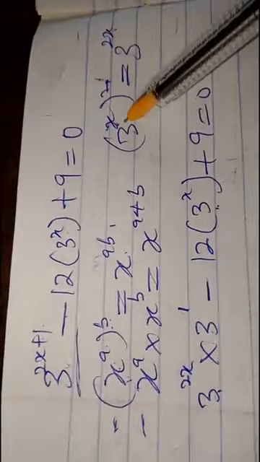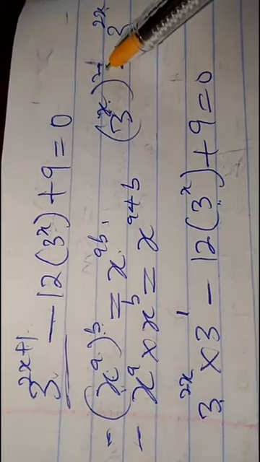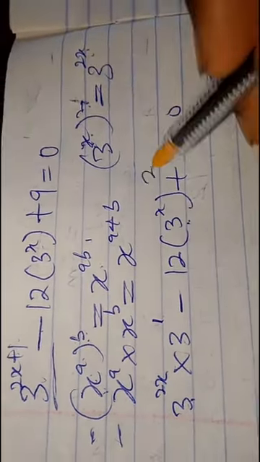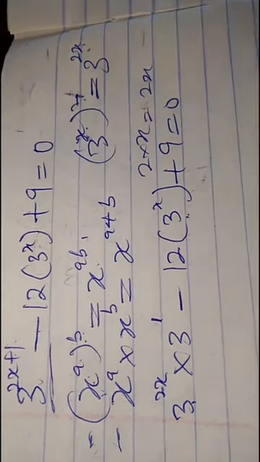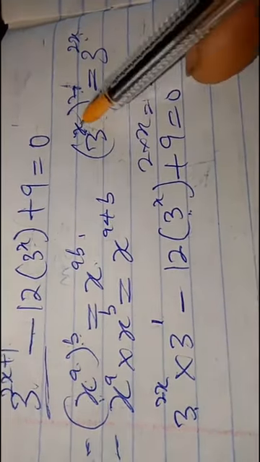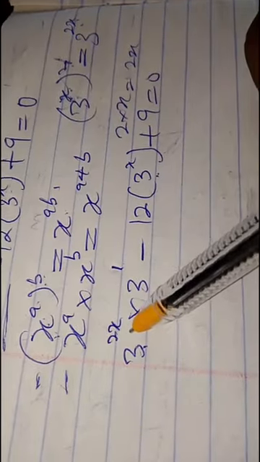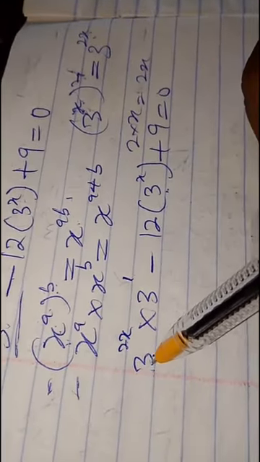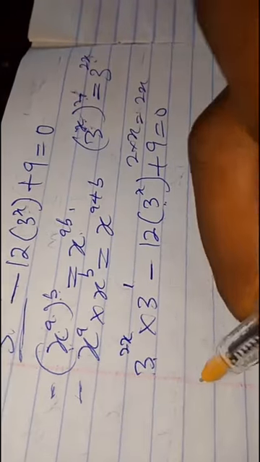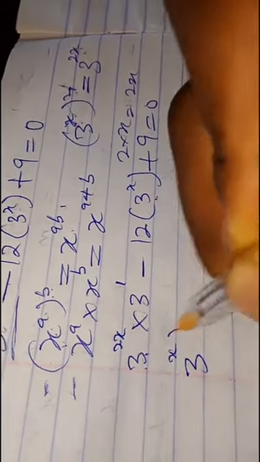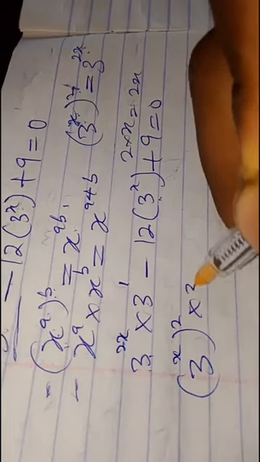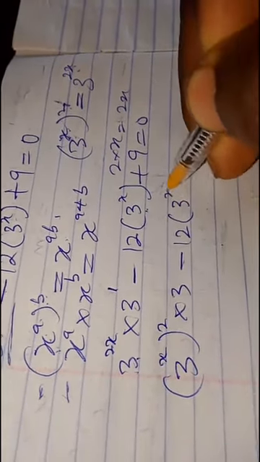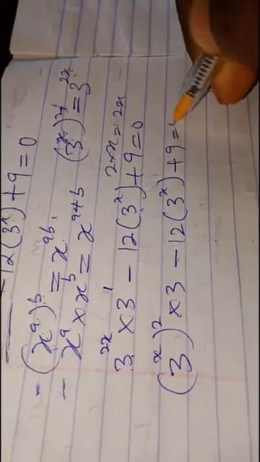So let me go again. (3^x)^2 will give you 3^(2x), because 2 times x gives you 2x. So that's why I wrote (3^x)^2. Because we have this now, we will come here and say this is going to be (3^x)^2 times 3 − 12 times 3^x + 9 equal to 0.